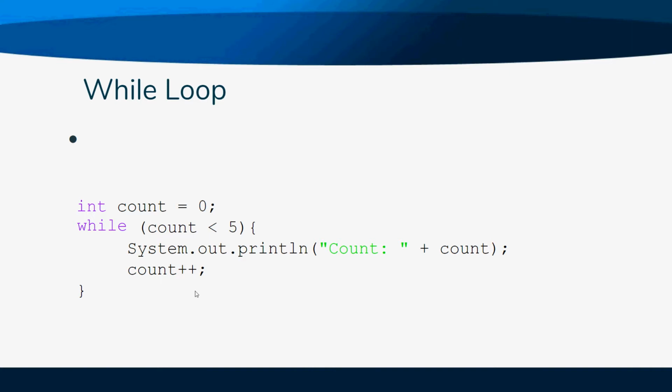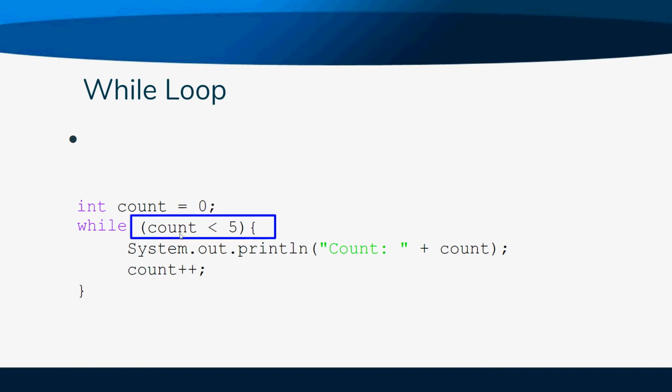It prints out 0. Count becomes 1. Then it's going to go back and test again. Is 1 less than 5? Yes, it is. So it's going to print out 1. Becomes 2. 2 is less than 5. Prints out 2. Becomes 3. 3 is less than 5. Prints out 3, becomes 4. 4 is less than 5, prints out 4, becomes 5.